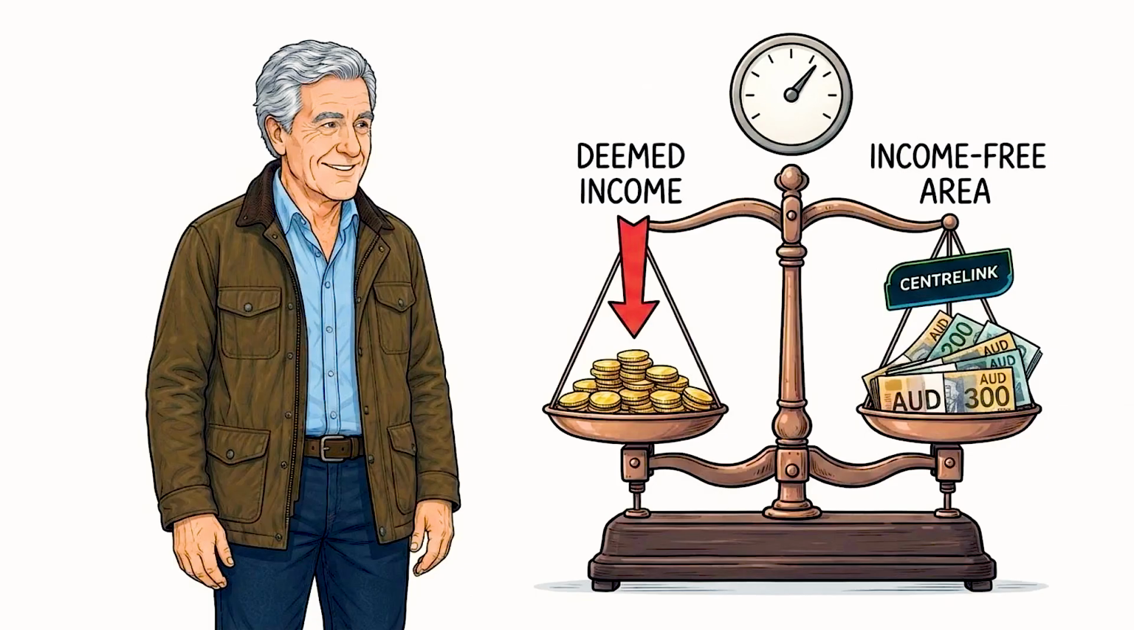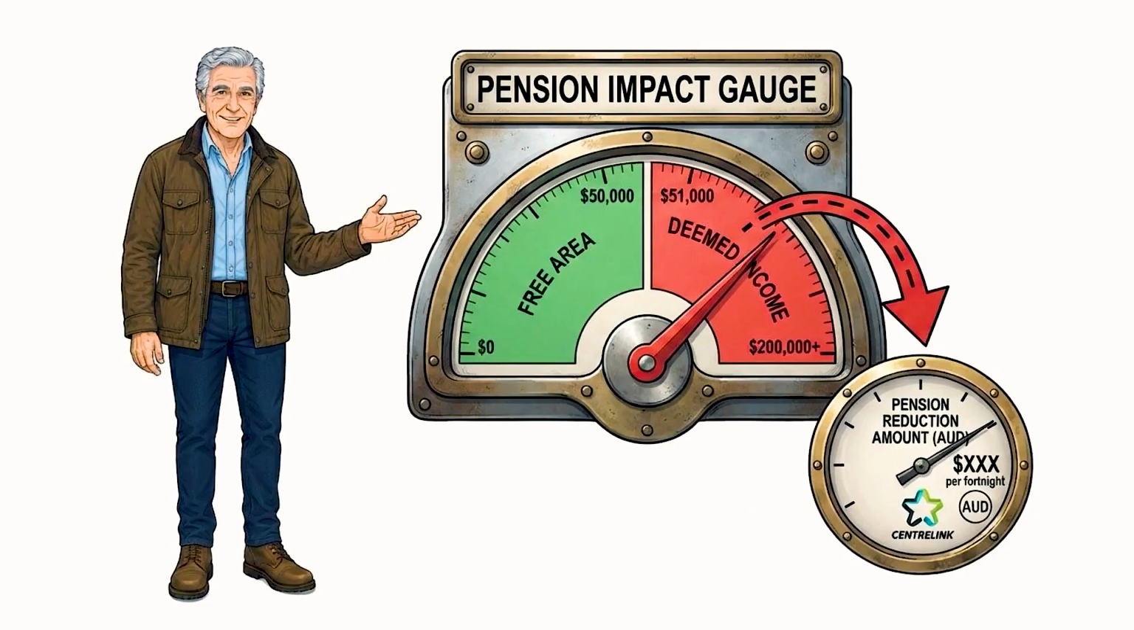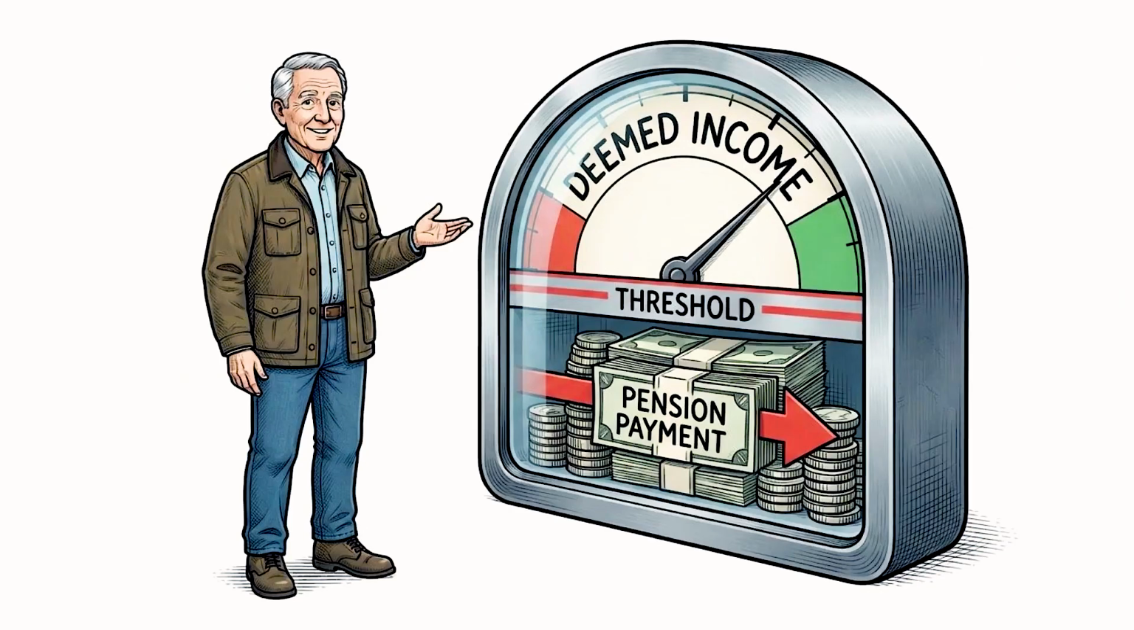Then compare that number to the income-free area for a single or couple pensioner, depending on your situation. The gap between your deemed income and that free area determines how much your pension is reduced under the income test. If your deemed income is sitting well under the threshold, you may not be affected. If it's over, you've just found the exact mechanism that's trimming your payment.